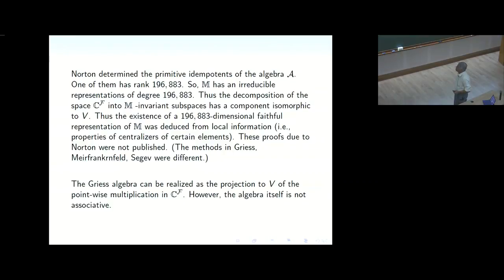But there is another proof. Of course, Norton's work. There is another proof in the work of Griess, Meierfrankenfeld, and Segev, where they prove the existence and uniqueness of the monster, and that in particular it exists.